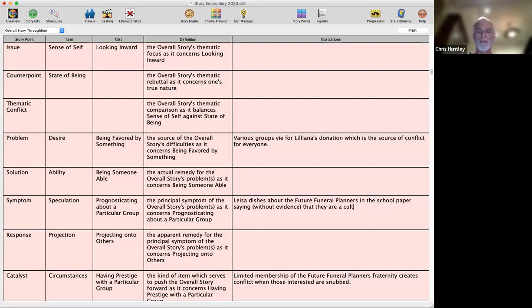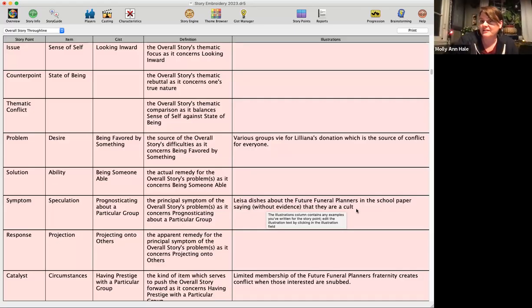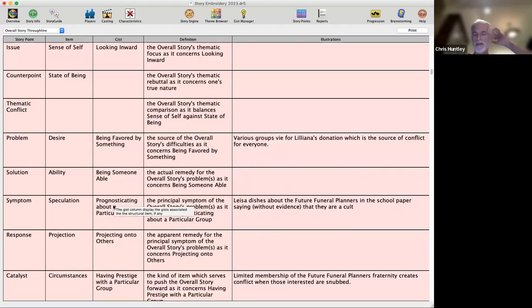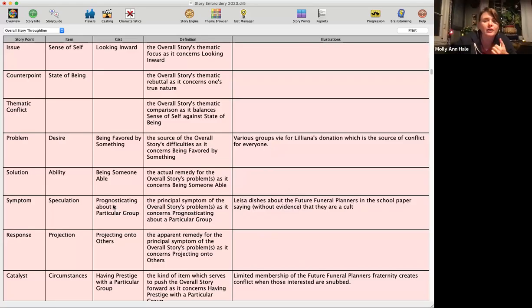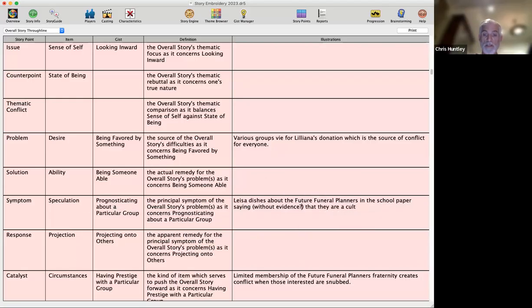Okay, so what I put down is Lisa dishes about the future funeral planners in the school paper, saying, without evidence, that they are a cult. Or maybe that she does have evidence, but she's misconstruing it. Well, if she's prognosticating, that usually means you're guessing or supposing, as opposed to revealing. Okay, cool. Well, I'll just put a question mark after without evidence. Okay, great.